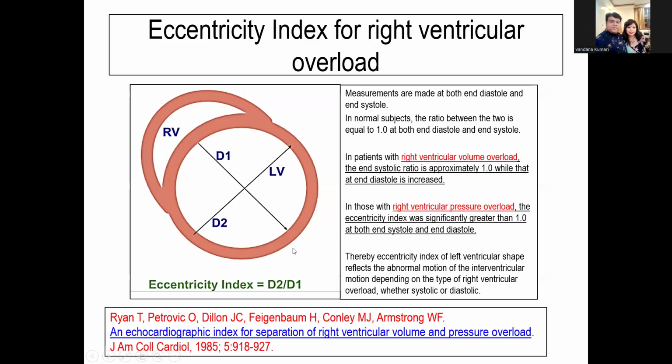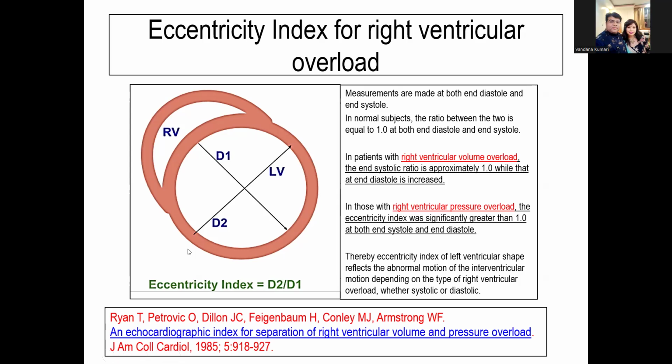So in this diagram, this is the D2 dimension, this is the D1 dimension. In normal subjects, the D2 dimension and D1 dimension would be the same. The ratio would be 1. Now think, when the RV becomes bigger in size because of a volume or pressure overload, this D1 dimension becomes smaller. Correct? So suppose D2 is 1 centimeter and D1 is 0.8. So the ratio will be 1 divided by 0.8. That is more than 1.